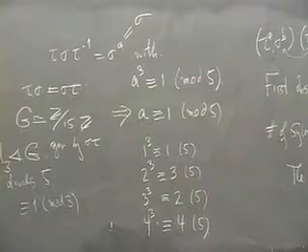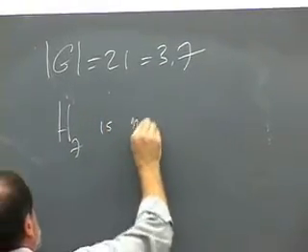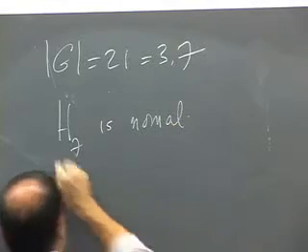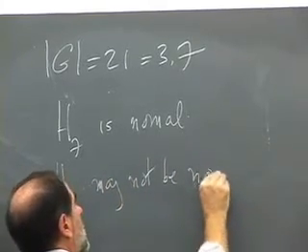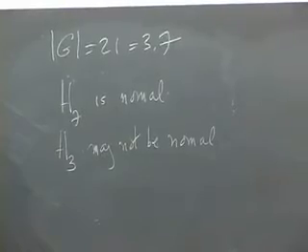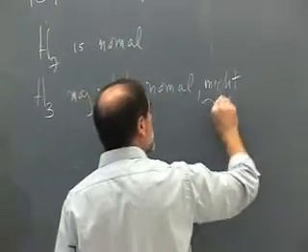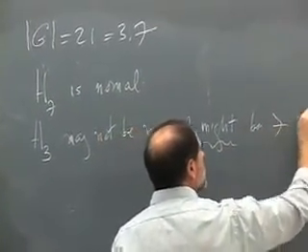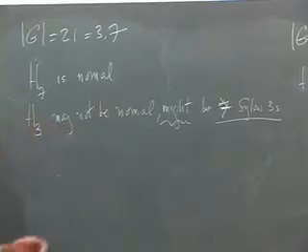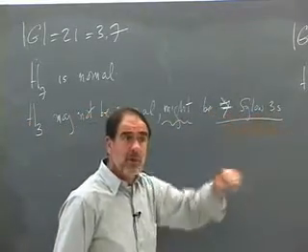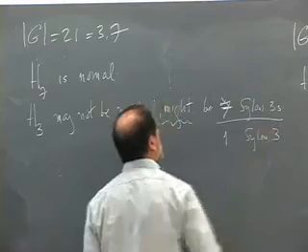Order G is equal to 21, which is 3 times 7. Now, in this case, H7 is normal. But H3 may not be normal. We don't know one way or another until we work out the groups. But you see, this argument doesn't work, because the number of Sylow 3s might be 7. Because the number of Sylow 3s divides 7 and is congruent to 1 mod 3. So there could be 1 Sylow 3, or there could be 7.